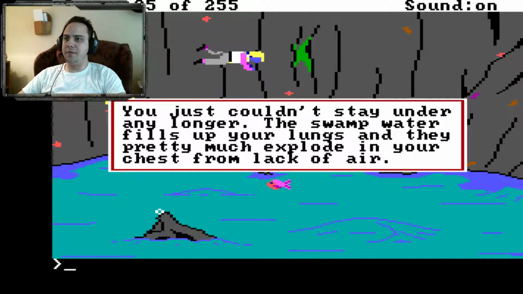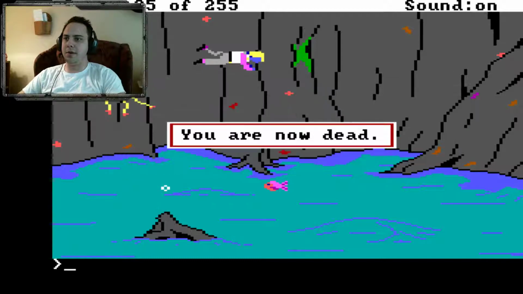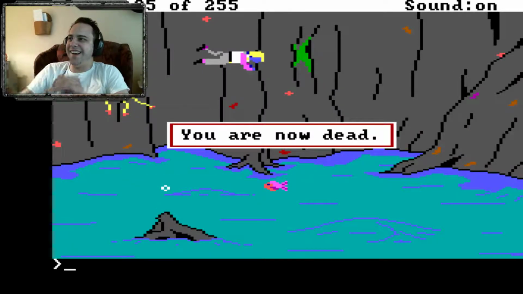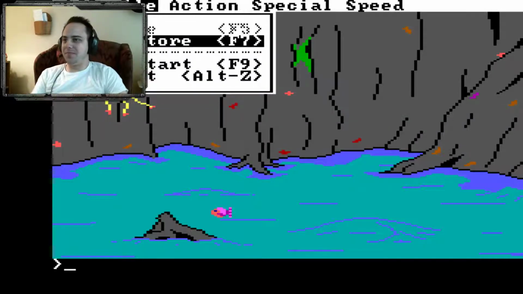The swamp water fills up your lungs, and they pretty much explode in your chest from lack of air. Perhaps if you had a way to breathe while underwater, you'd be able to swim around under here. But as it is, Roger, you're as dead as the Orat back on Corona. Ooh, my volume's up really high. Whoops. Better luck next time.